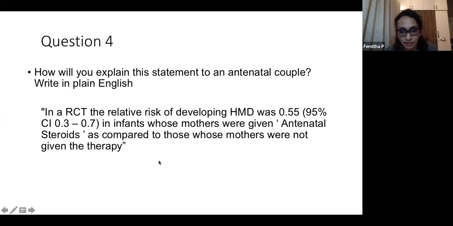Okay, you've written it is statistically significant as the confidence interval is less than 1. That's correct. But how do you tell the parents that? You can't tell them statistically significant. So you can say that I am 95% confident that my results of reduction in RDS are not by chance. It seems to be a true reduction.